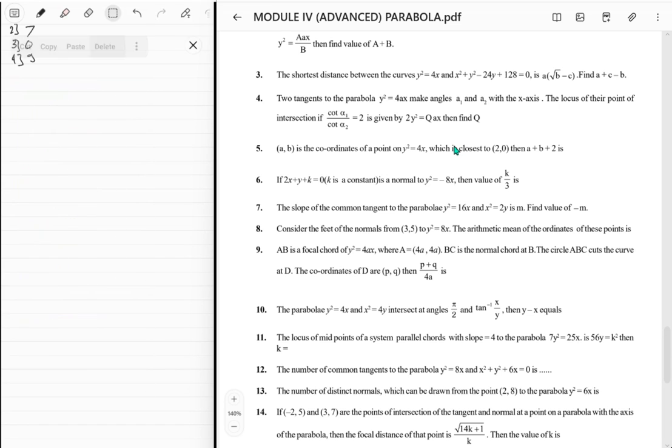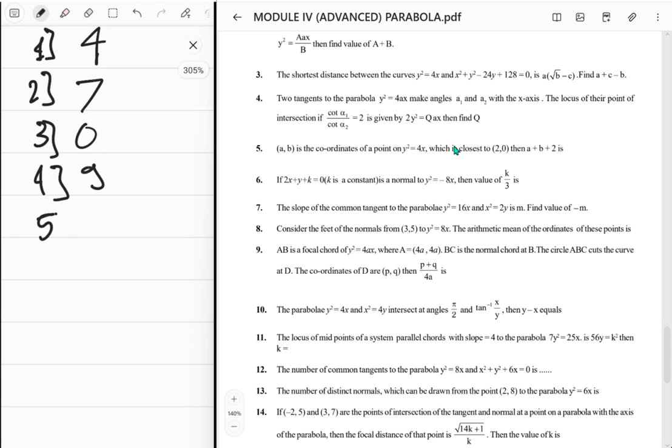Next question. Fifth question. If a comma b is the coordinates of the point on y squared equal to 4ax which is closest to 2 comma 0, then a plus b plus 2 is. Oh, 2 comma 0, it doesn't pass through that. Okay. Oh, isn't 2 comma 0 just the focus? No, it's not the focus of anything. Okay, so a comma b is just the coordinate of a point on.